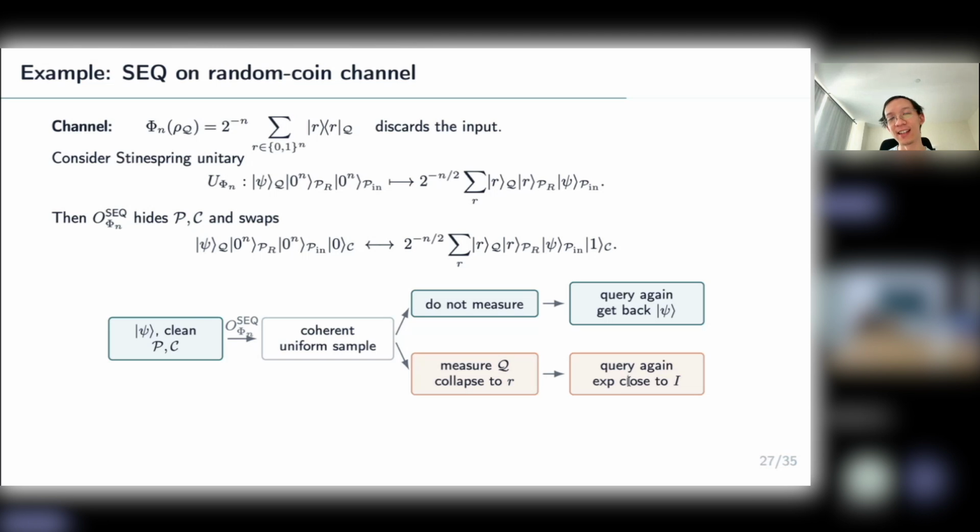The high-level idea is that this indeed gives you the ideal one-time access that you would like for this channel. But this works for any channel, not just this random querying channel, which still has a classical output.